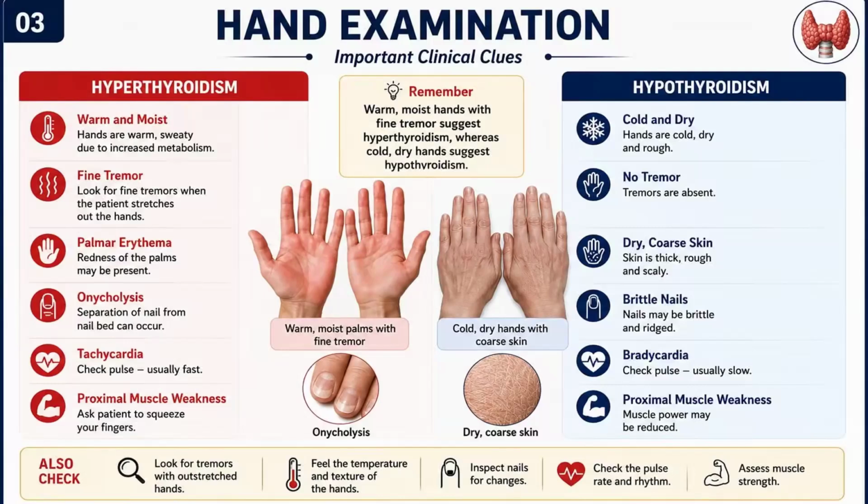Now examine the hands. In hyperthyroidism, the hands are usually warm and moist. A fine tremor may be visible when the patient stretches out the hands. In hypothyroidism, the hands are cold, dry, and rough. Always check for tremors because they are a classical sign of hyperthyroidism.